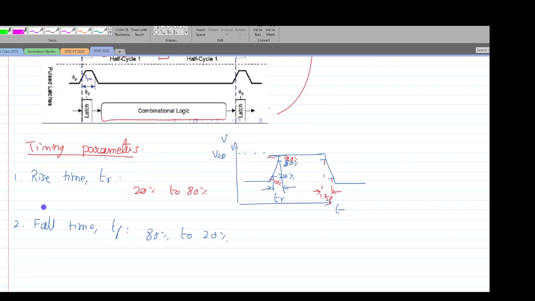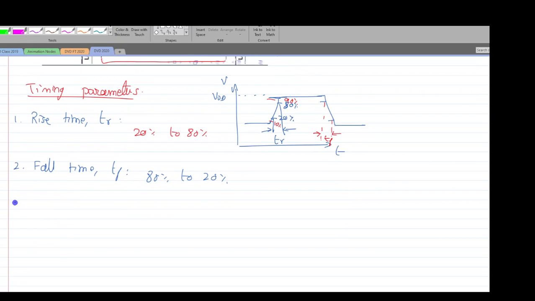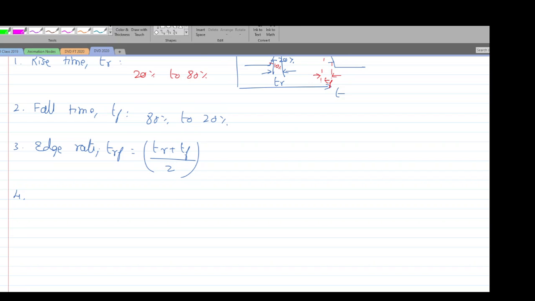Now there is also one more basic timing parameter definition, which is known as the edge rate. This is just the average rate of both TR and TF, which is nothing but the arithmetic mean of both these quantities. Now let us shift our gaze to the other timing parameters that are related to sequential elements. Later we'll switch back to the other timing parameters.